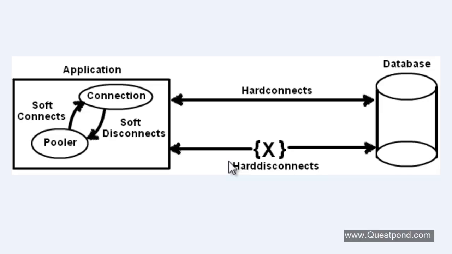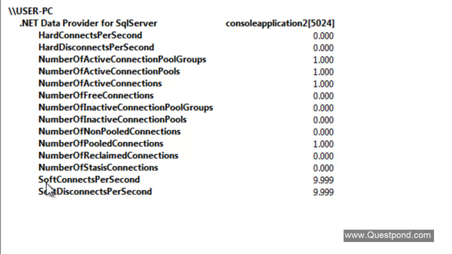So if we go back to the data that perfmon has captured, you can see that soft connects per second is 9 and soft disconnects per second is 9. In other words, it is actually taking the object from the pool. Second thing, you can see it is saying number of active connections is 1. That means as the for loop was running, we had only one connection open at a given moment of time. You can see number of active connections is 1 and number of pooled connections is 1. In other words, it was using the object from the pool, and there is no non-pooled connection. We have no objects which were not used from the pool.